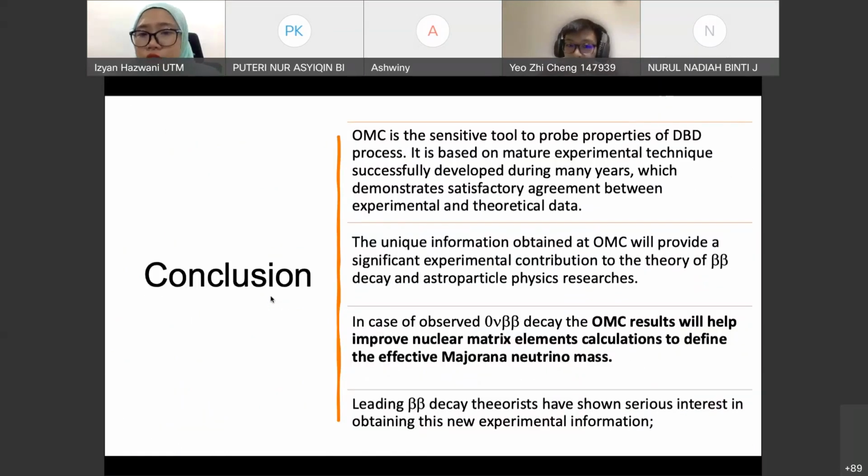Okay, as a conclusion, we can say muon is a very sensitive tool to probe the properties of double beta decay, because this experiment has become more mature and we have developed more sensitive measurements. The unique information that can be obtained by this OMC is its contribution to the theory of double beta decay and astroparticle physics research. Astroparticle physics research is relevant because solar neutrinos also have the same energy region of around 100 MeV. So it gives some contribution.